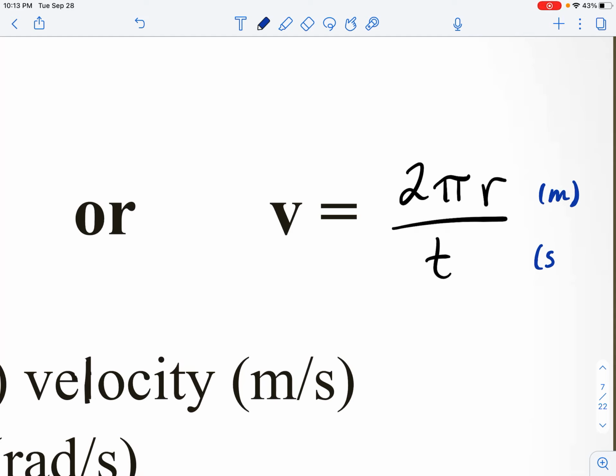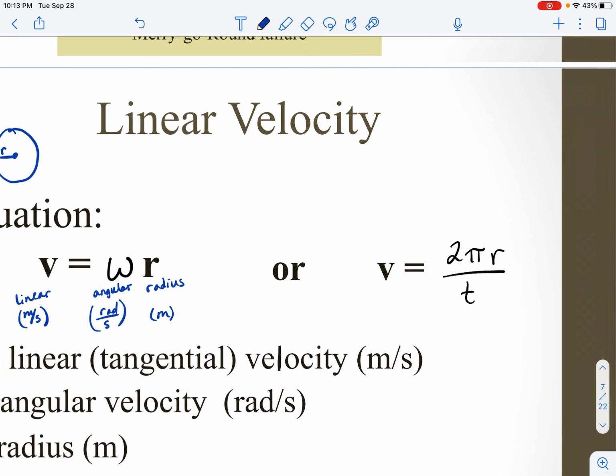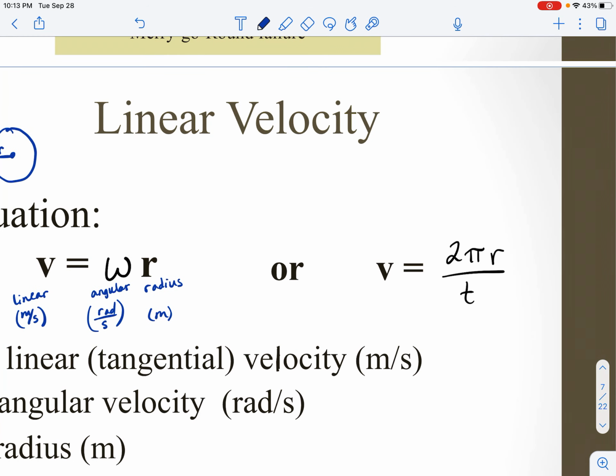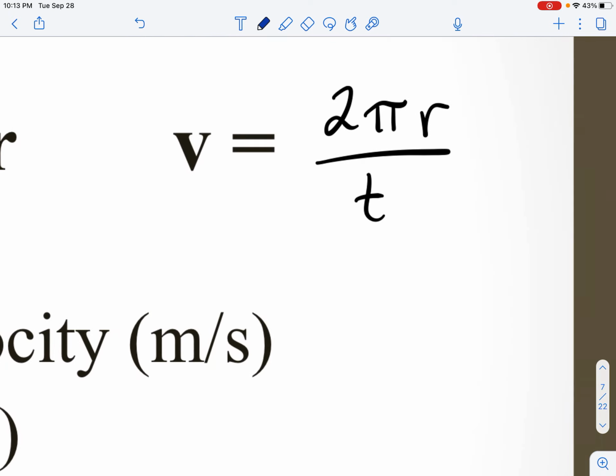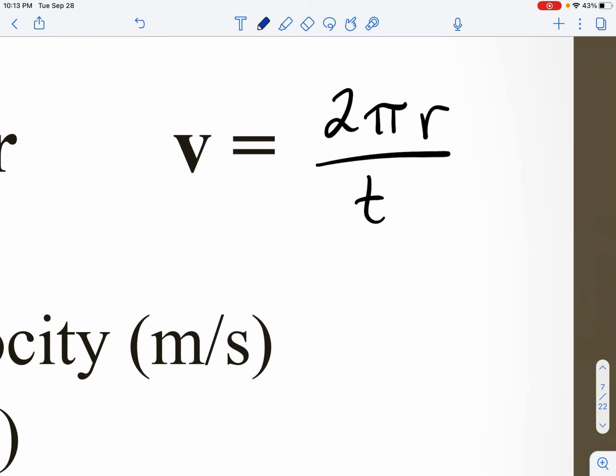Now, I just want to take a moment and break down the meaning of this equation for you. This is not something that you're going to have to recreate for me in the future, but I want you to understand how these two equations are both acceptable ways to calculate that linear velocity. They're basically giving me the same calculation, but the set of variables that I have to work with is different.